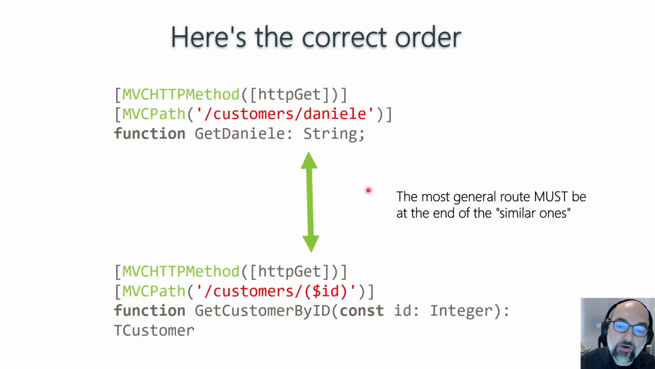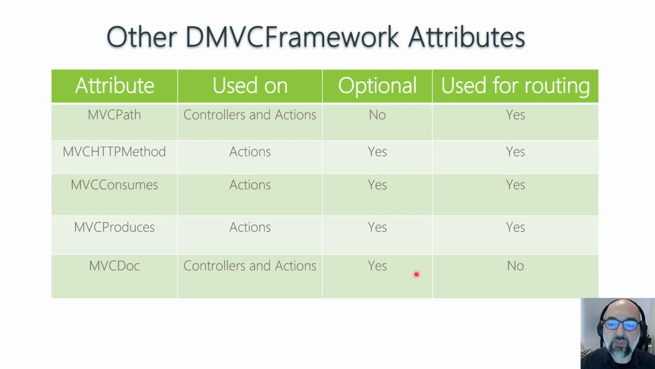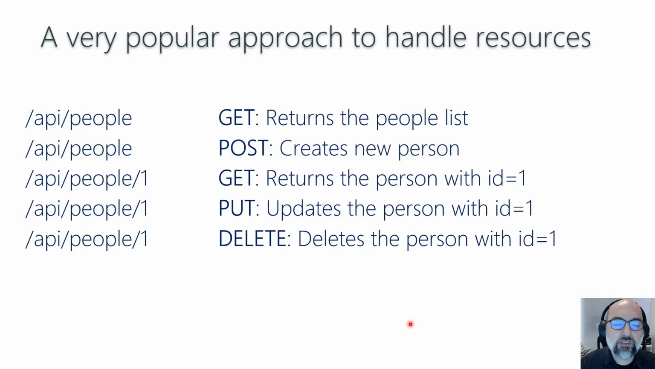So this is the correct order of parameters. Just put the most general route at the end of the similar ones. This is quite simple. It's almost the same concept that you use when you have to handle multiple exception blocks. Okay, put the most general route at the end of the similar ones. These are some of the other MVC framework attributes, which allow you to finely tune the way in which the routing happens in the MVC framework.